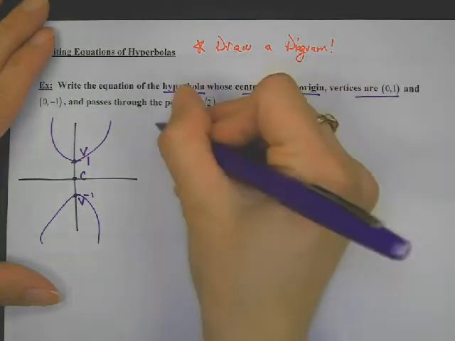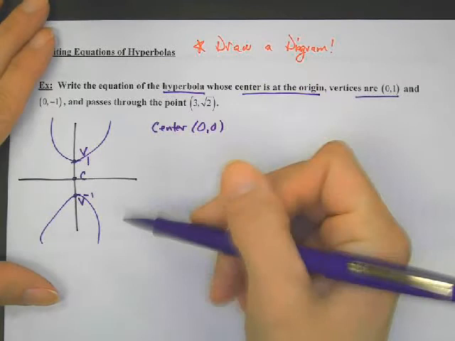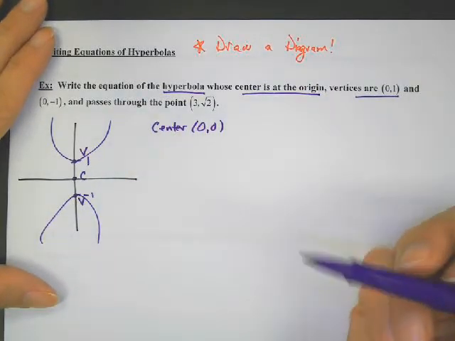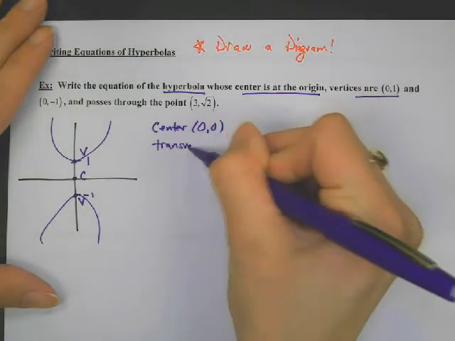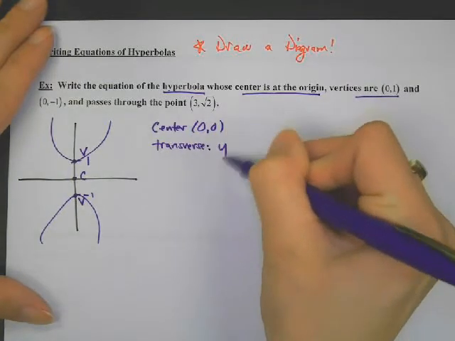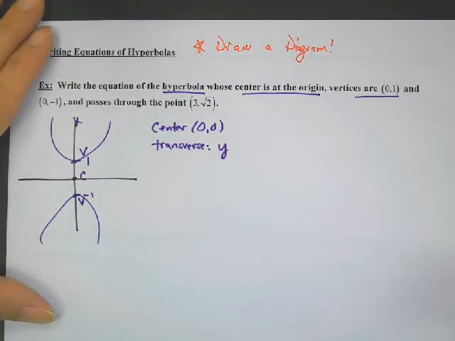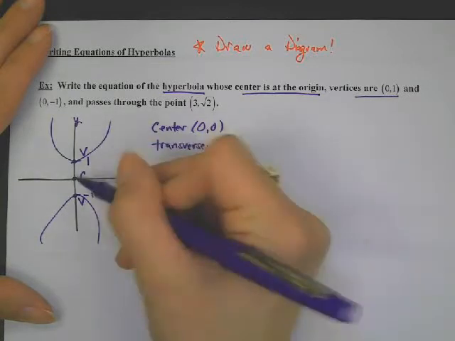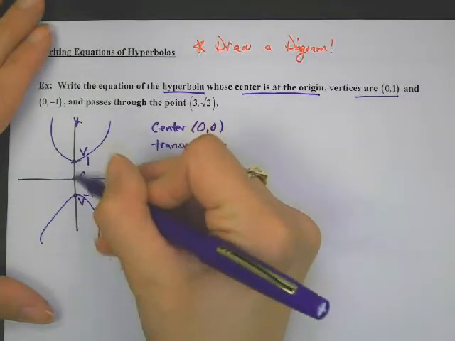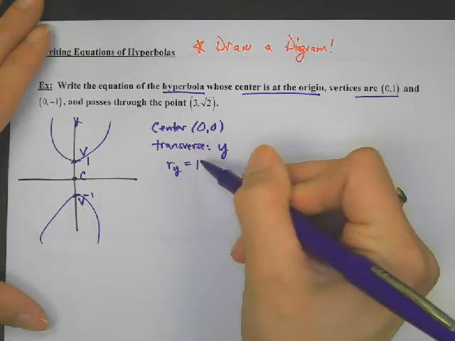Looking at this picture, do you know the center? Yes, the center is 0, 0. Okay, what else do we know from the picture? Do you know who the transverse is? Very good. The transverse is y. The hyperbola is going up and down. Do you know any of the radii? From center to vertex, that's a radius. That's r sub y. R sub y is 1.